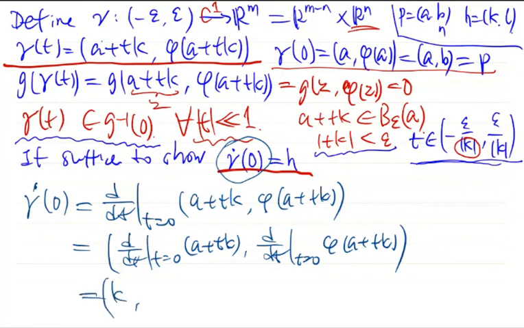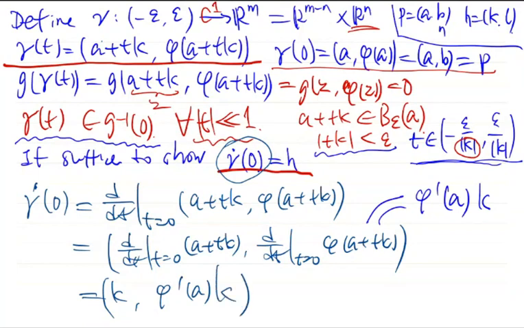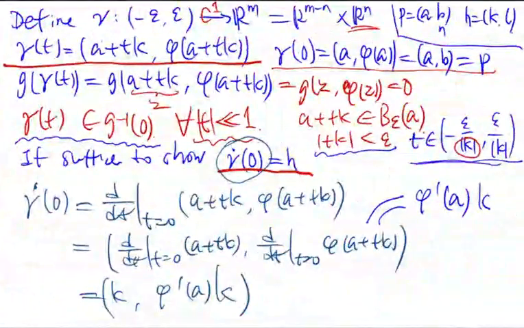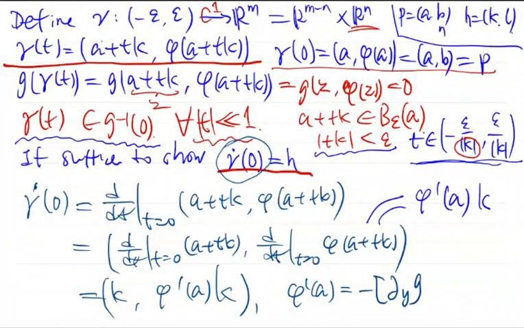The second part, by the chain rule, will equal the derivative of phi at a, then the derivative of a plus tk, that is k. So this is phi prime a k. But for phi prime, we already know that phi prime a is minus the inverse of the derivative of g with respect to y at the point p, then the derivative of g with respect to z, evaluating at the point p.